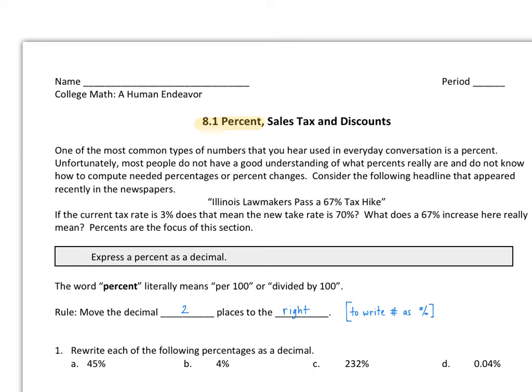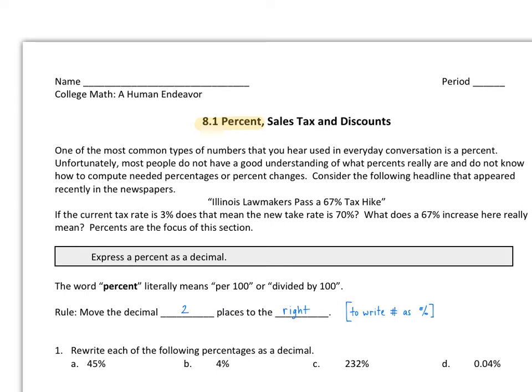Before we do that, we need to talk about percents as decimals and decimals as percents. The word percent literally means per 100, or divided by 100, or out of 100. So how do we write a number as a percent? We move the decimal 2 places to the right, and that's how we write the number as a percent.